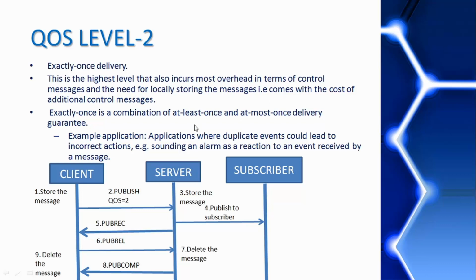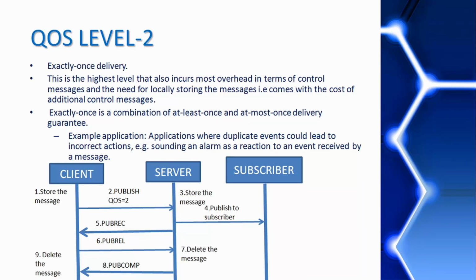It is important to note that exactly once is a combination of at least once and at most once delivery guarantees. The application example of QoS level 2 is where a duplicate event could lead to incorrect actions. Example: sounding an alarm as a reaction to an event received by a message.